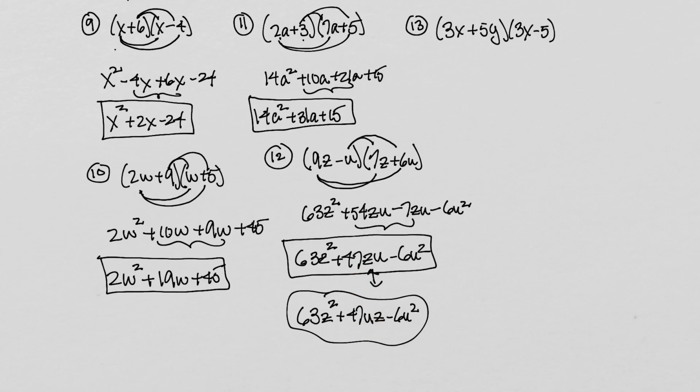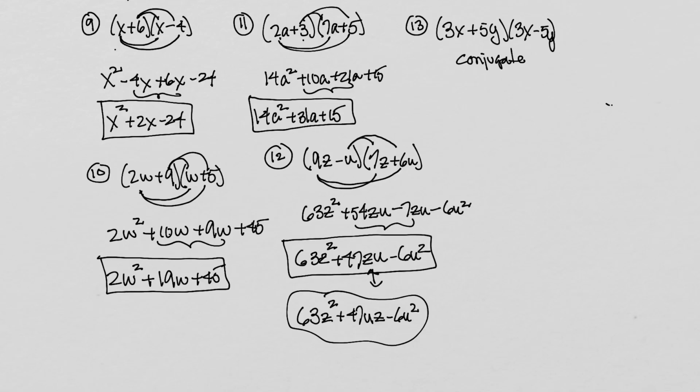Now, 13. Look at this carefully. We've got 3x, 5y, 5y. But the difference here is this is a plus, this is a minus. So they look the same except one sign difference. There's a name for these. These are called conjugates. And they have a very interesting feature when you multiply them out.